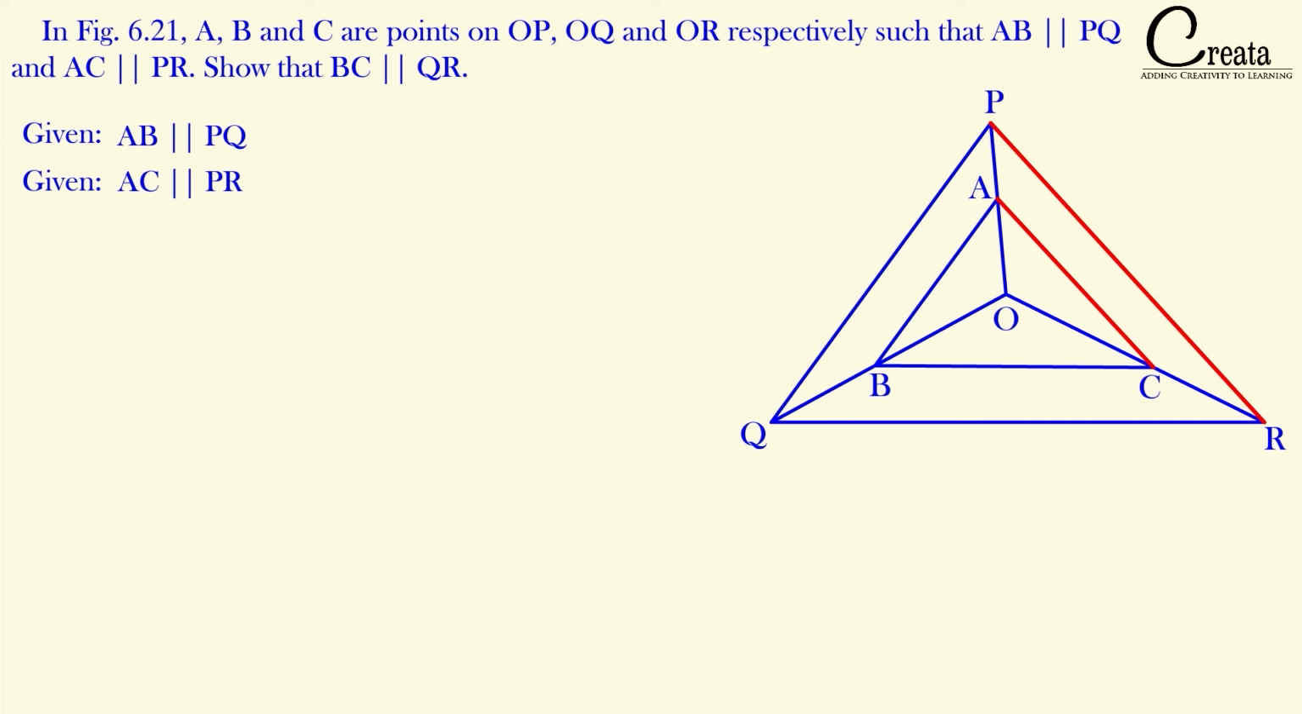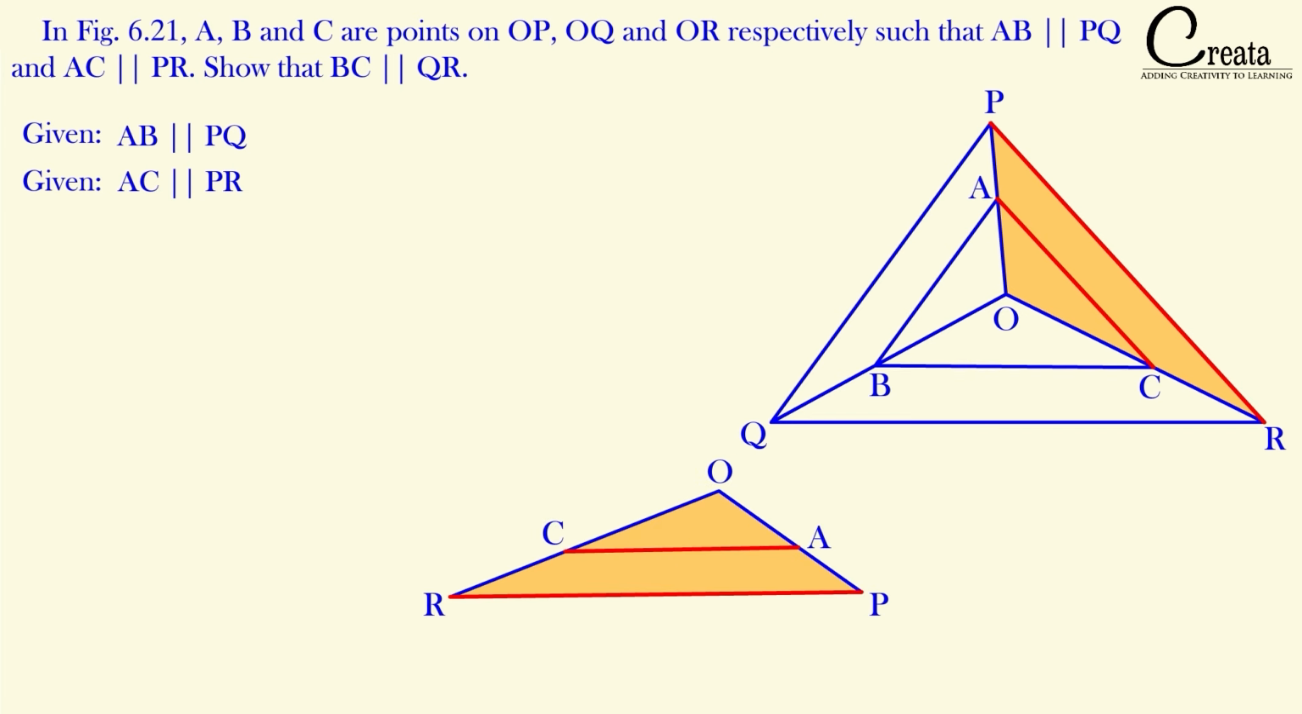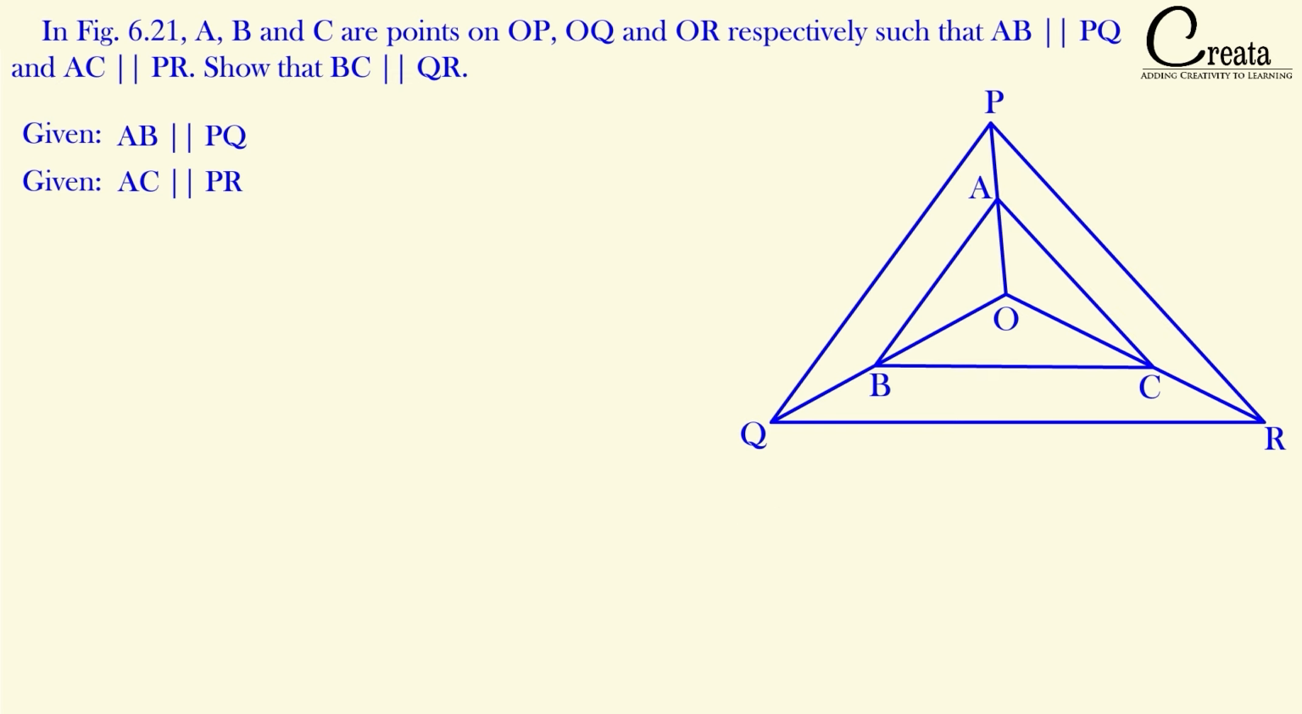Yes, we have a triangle OPR. This triangle has the parallel lines AC and PR. So again, we can apply the BPT theorem in this triangle too. We got two triangles and we can apply the BPT in both triangles.